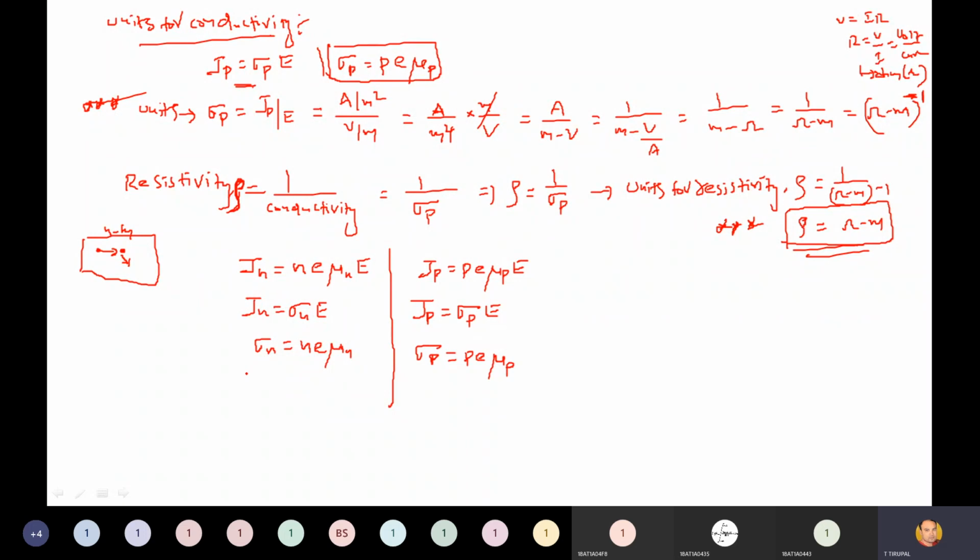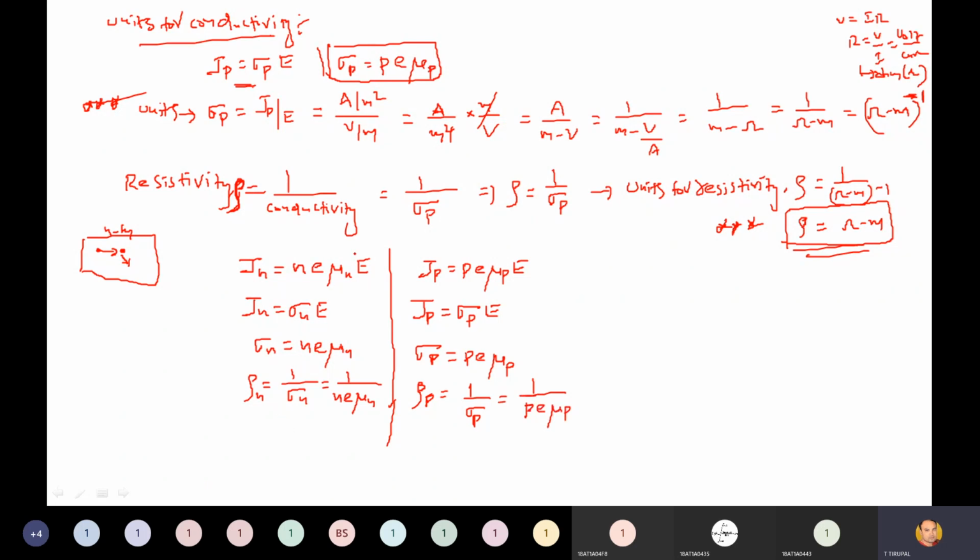What about resistivity? Resistivity is equal to 1 by sigma n, that is equal to 1 by Ne mu n. Here also, this is resistivity due to electrons. Resistivity for P-type semiconductor is 1 by sigma P, that is equal to 1 by Pe mu P.